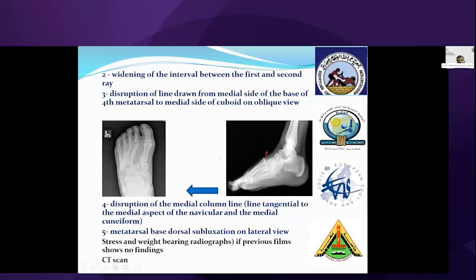If we suspect Lisfranc injury and these 5 cardinal signs are not seen in the AP, oblique and lateral views, you should have stress and weight-bearing radiographs, and you should have a CT scan to exclude Lisfranc injury.